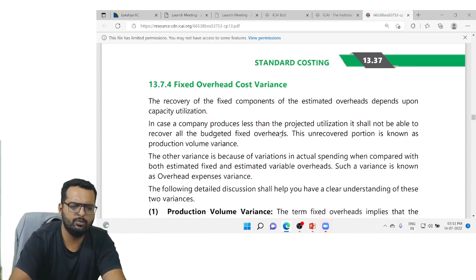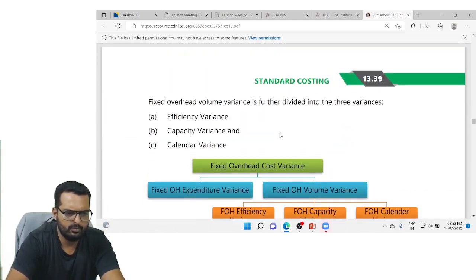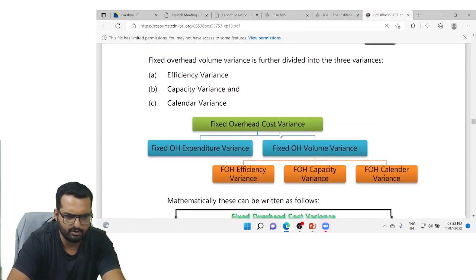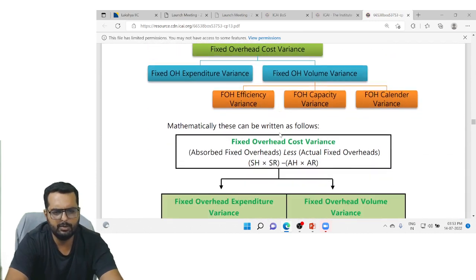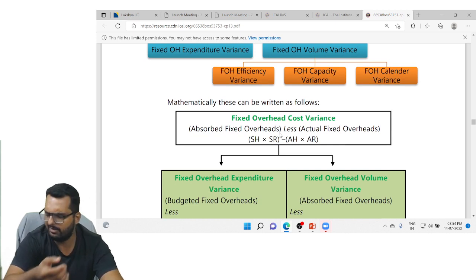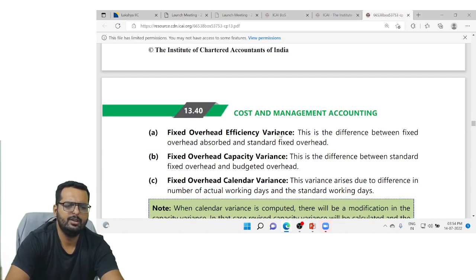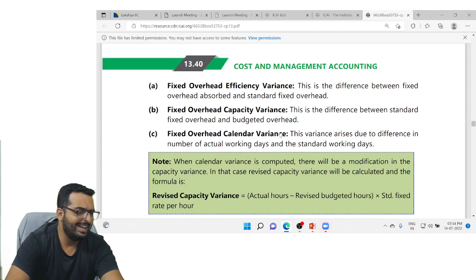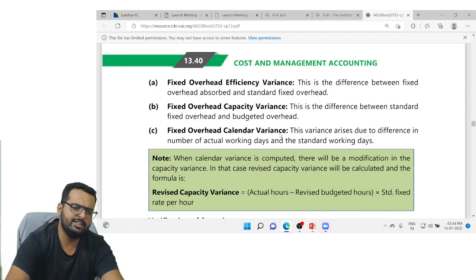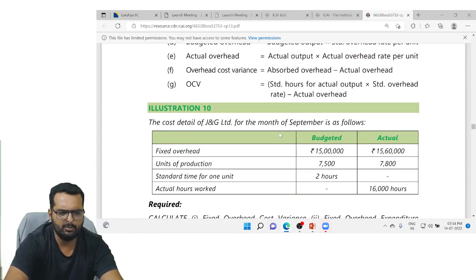Okay, fixed overhead is what we are yet to do. So we have expenditure variance, volume variance, capacity variance. We have not learned calendar variance, but we have learned this term calendar somewhere else. Where have we learned the term, friends? Do you remember the term calendar ratio in the efficiency in the chapter of budgetary control? Right, that little bit will come over here.